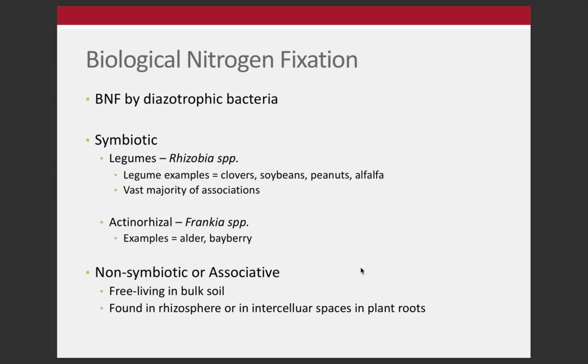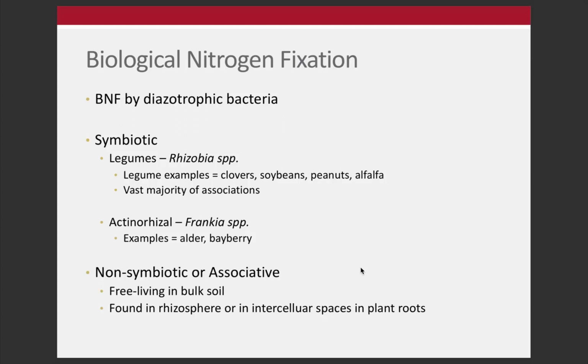Okay, so N fixation, BNF, or biological nitrogen fixation, is facilitated through diazotrophic microorganisms, bacteria. Okay, so it can be symbiotic and it can be non-symbiotic. We touched on this a little bit earlier, but let's get into this a little bit. So legumes have a symbiosis with Rhizobia species. There's a lot of different species of Rhizobia that are out there. Legume examples include clovers, soybeans, peanuts, alfalfa. These are in the Fabaceae family, okay? And this represents the vast majority of associations that are known that are symbiotic, that is.